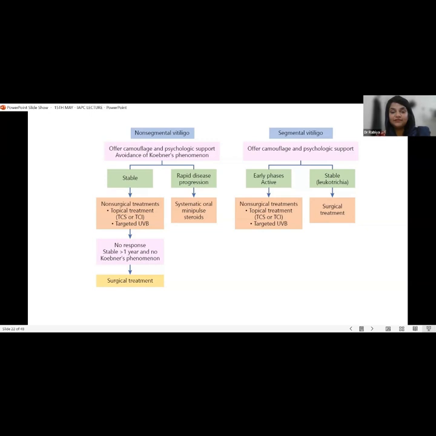And the surgical treatment available is skin grafting, hair follicle transplantation, or transplantation of the melanocytes into the particular vitiligo areas. If it is a rapidly progressing disease, you can go for systemic oral treatment like methotrexate, minipulse steroids. Now, if it is a segmental vitiligo, offer camouflage and psychological support again. Early phases and stable disease. In the early phase, again, you can go for topical steroids or targeted UVB phototherapy. Or if it is a stable leukotrichia, you can always go for surgical treatment. So surgical treatment is always better if the disease is a stable condition.